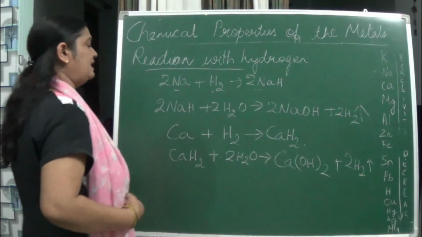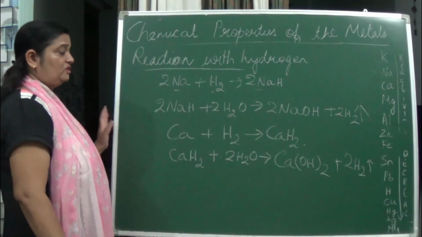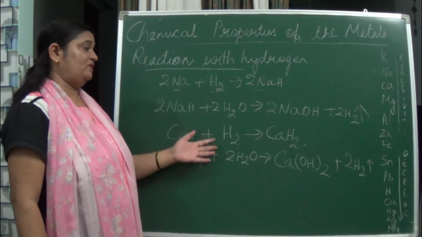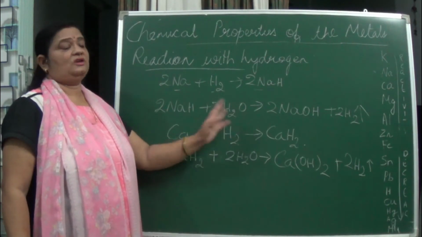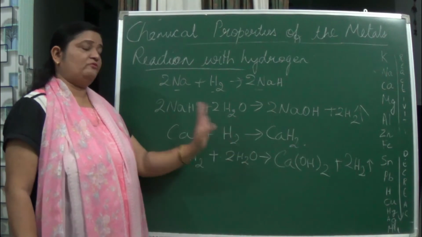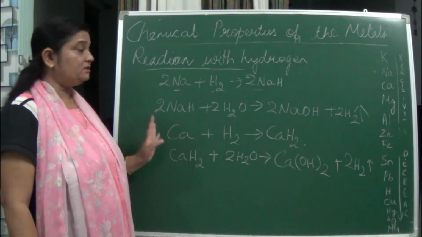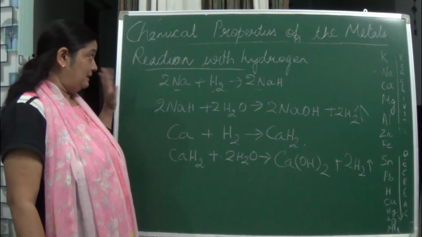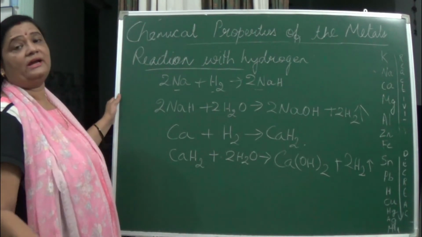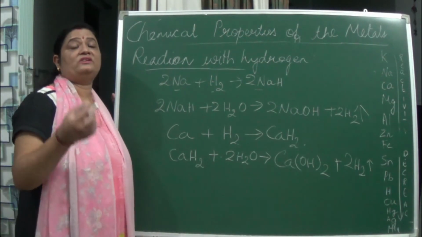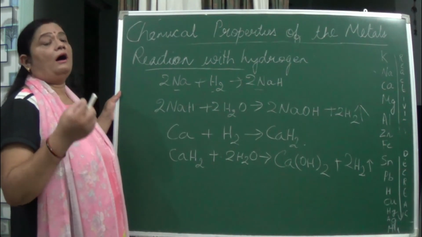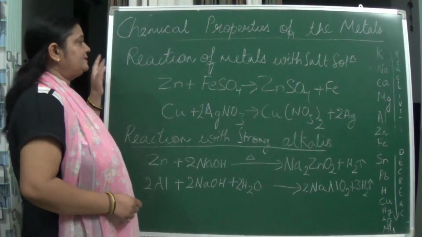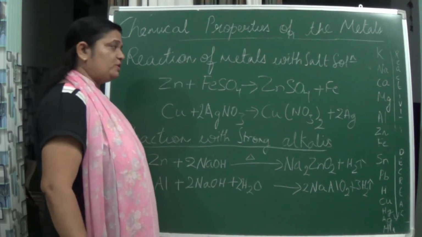Likewise calcium also reacts with hydrogen by giving electrons to hydrogen, and naturally it forms what? Calcium hydride, and when it reacts with water, it forms calcium hydroxide, and hydrogen is given out. So in this reaction with hydrogen, only limited elements, the most reactive elements, participate in formation of the corresponding hydrides.